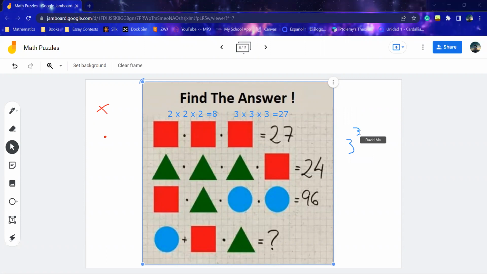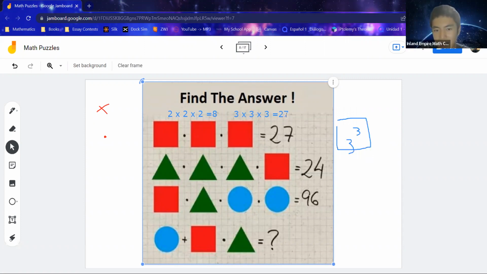Indeed. As David has pointed out, you can also write 3 times 3 times 3, which is equal to 27. The reason why it works is 3 to the power of 3. And indeed, we have now figured out that the square is equal to 3. Hooray. All right, now let's figure out the triangle.